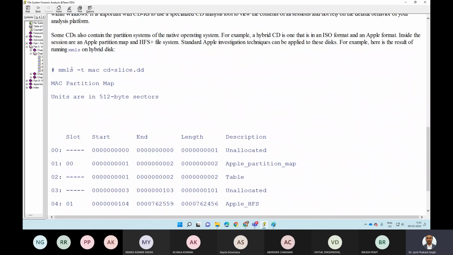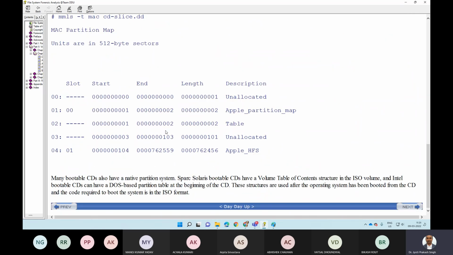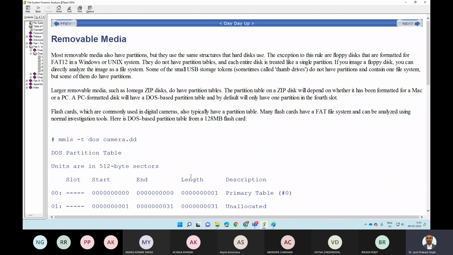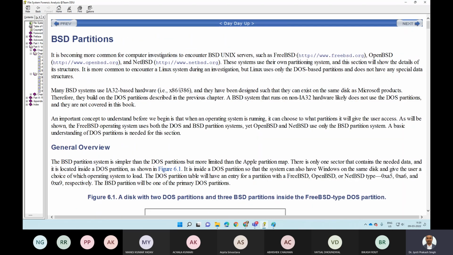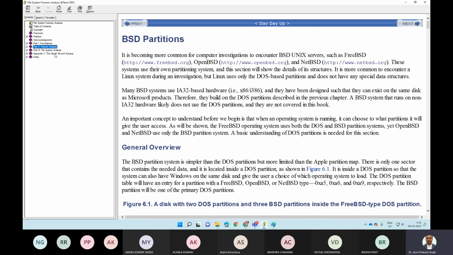But again, with the MMLS program, we can see if there are partitions and how we can proceed. Okay, so today we'll stop here, and next day we'll start very briefly with BSD partitions, that means Linux partitions, and then move on to file system analysis. The next part in this book, after volume analysis which I was discussing right now, is file system analysis. So next week probably we'll start with file system.